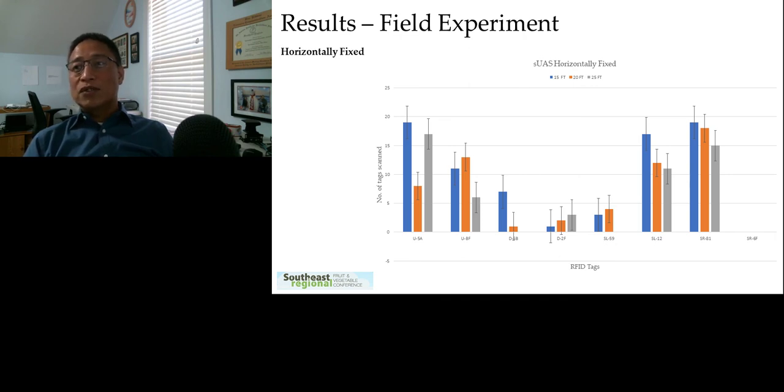Moreover, horizontal 90 degrees sideways right orientation is showing the longest error bar, while the downward has the shortest error bar. On the distance between the reader and the tags, 15 feet altitude has the highest reading, followed by 20 and then 25 feet. 15 feet altitude is showing the longest error bar, while 20 feet has the shortest error bar.